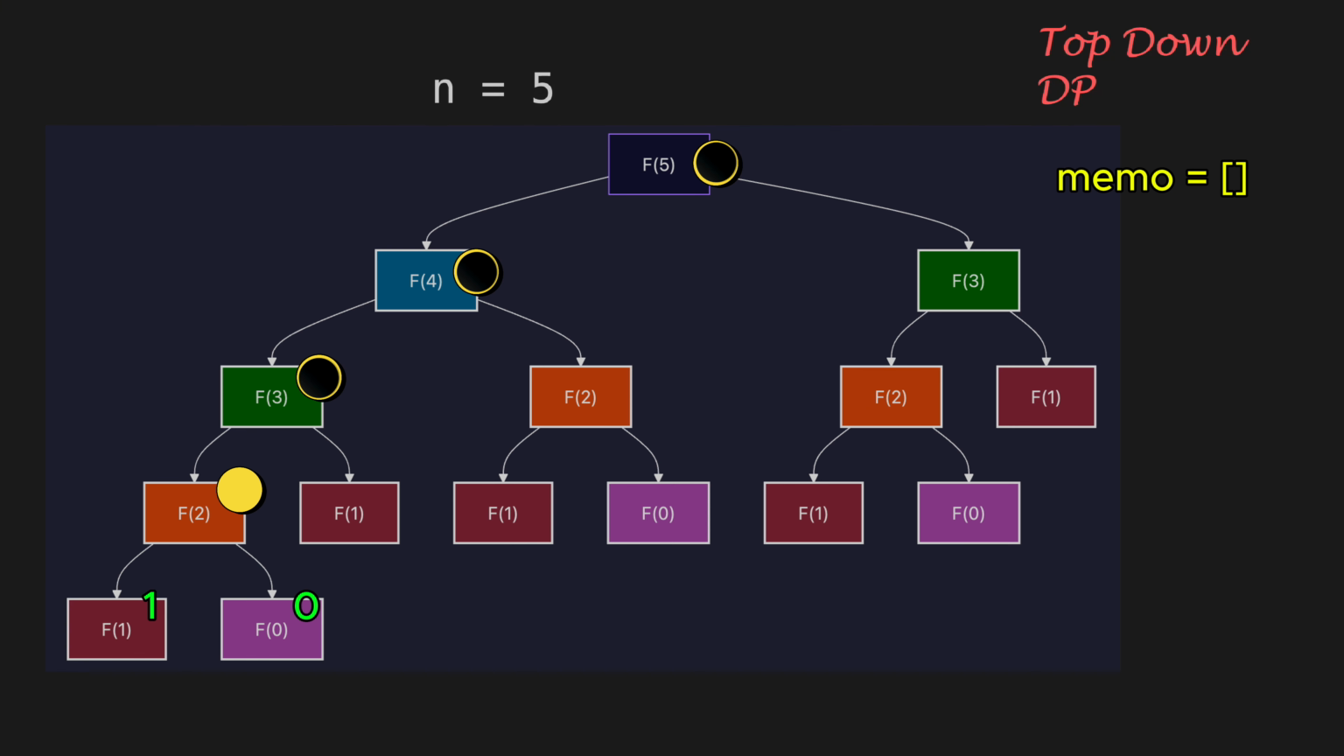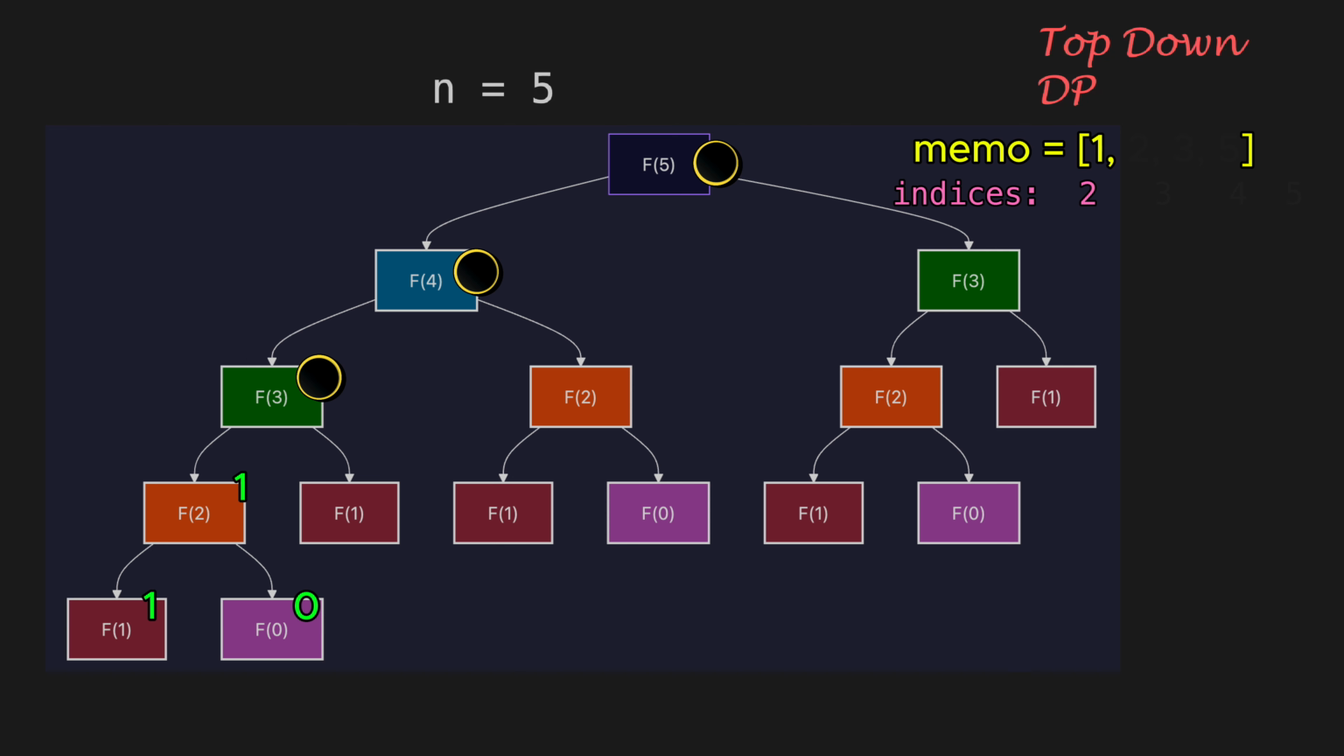So now f of 2 can be computed as 1 plus 0 equal to 1, which we can save in the memo table. So if we use a dictionary, the key will be 2 and the value will be equal to the result we have just calculated, that is 1. Or we can also use an array where we will store the result for 2 at index 2 with value as 1. So for simplicity, let's use the array.